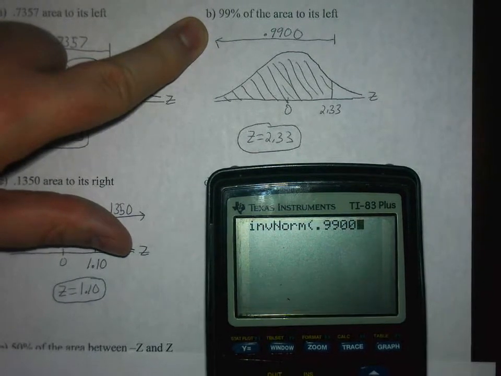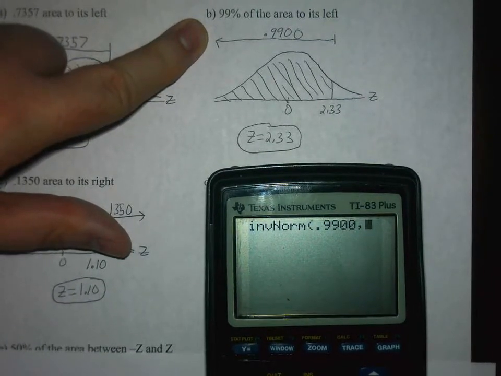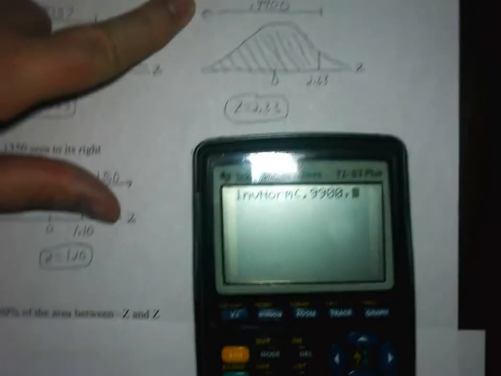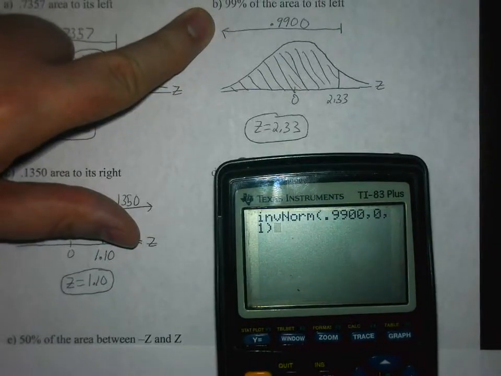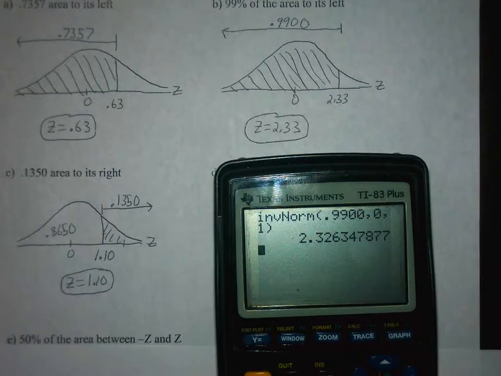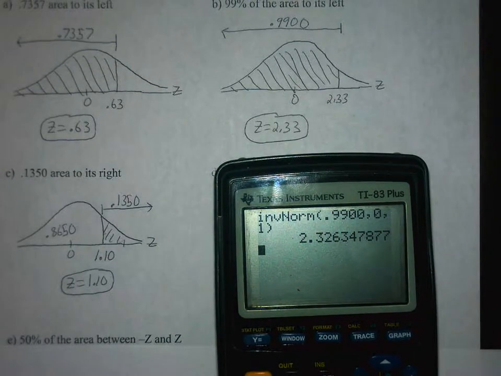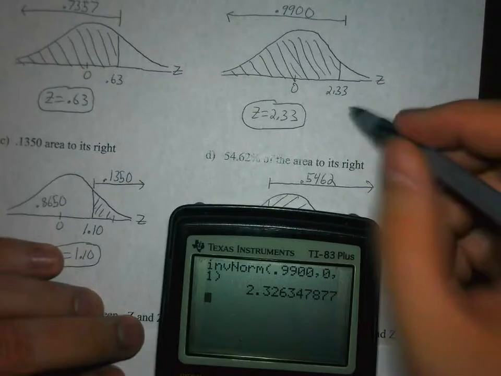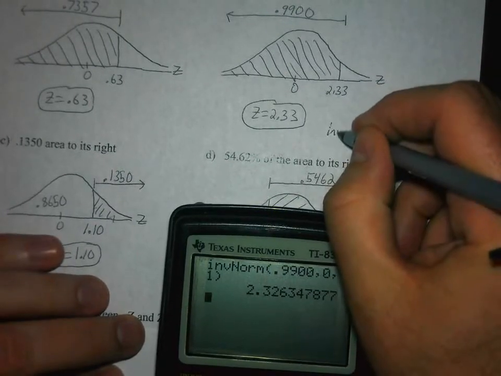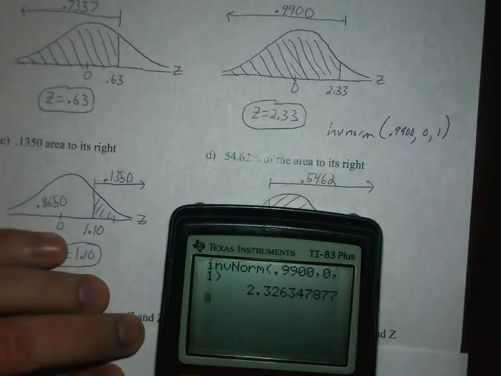Now your calculator defaults to the standard Z. So if you press enter, it should give you the correct Z-score. But if we use the actual mean and standard deviation, the mean of the standard normal is 0 and the standard deviation is 1. And then if we press enter, we get 2.326, so that rounds up to 2.33. So that's how you find on your calculator the z-scores given the area. Remember you have to put the area to the left in though. So that's inverse norm 0.9900 and then 0, 1.